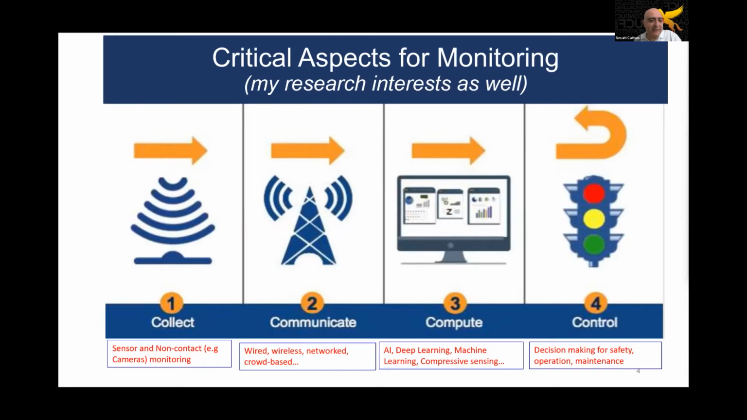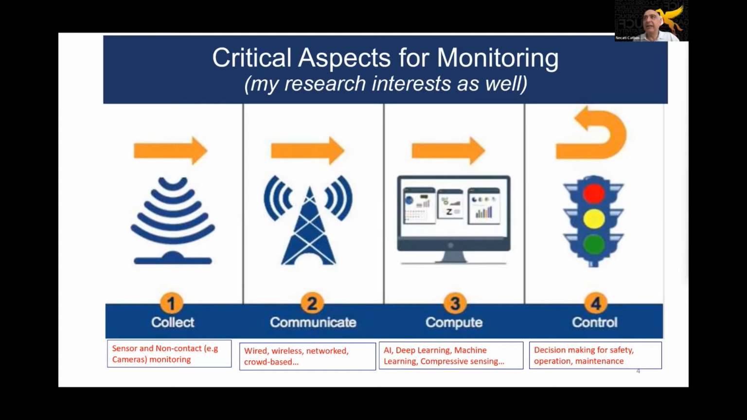The first step is collecting data, and you can use sensors, non-contact sensors, cameras, etc. And then the communication of the data, and then the computation part of it, which is very, very important, where we can utilize AI, deep learning, and machine learning applications. Very common, many people are using those. And the last one is the control part, where we kind of bring all of these to make decisions about our structure by closing the loop of this entire process.